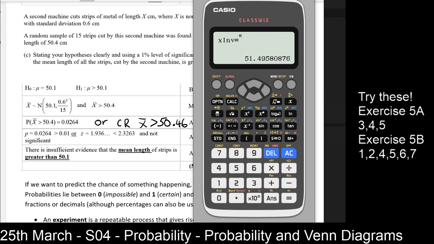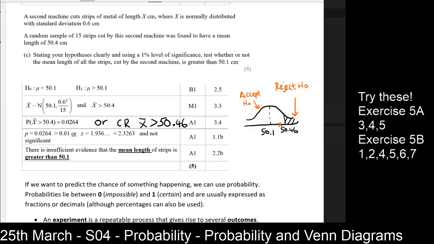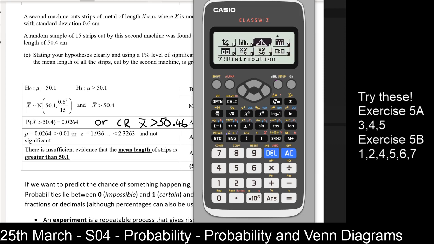And you can see we get, that's not right. Of course, what I didn't do there, apologies for this, is divide by the square root of n. So we need to do 0.6 divided by the square root of 15. Really important point there.